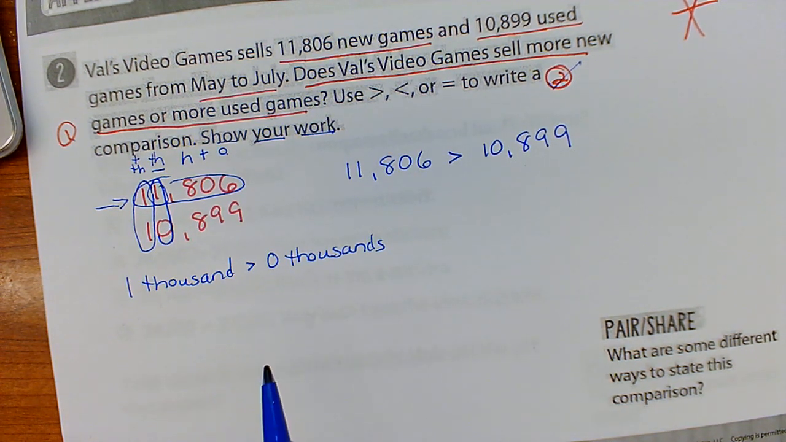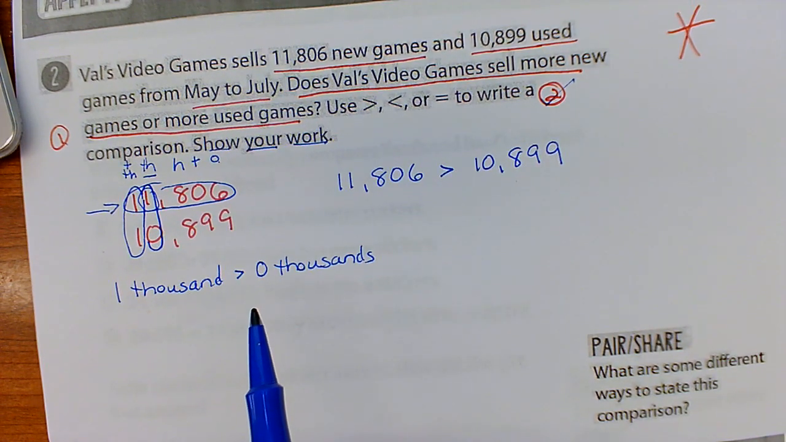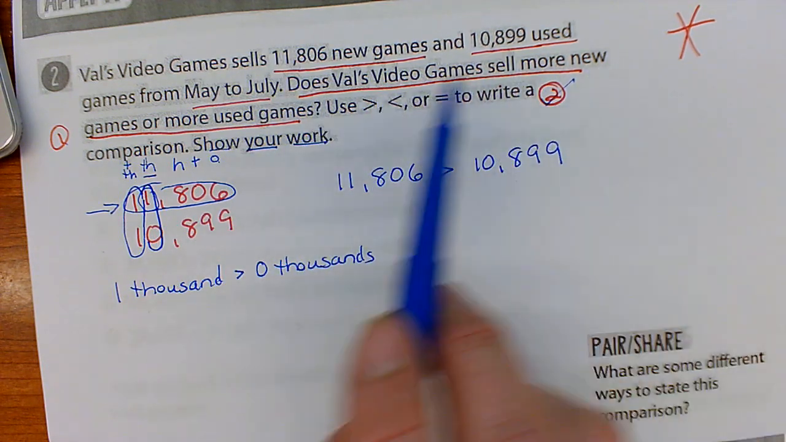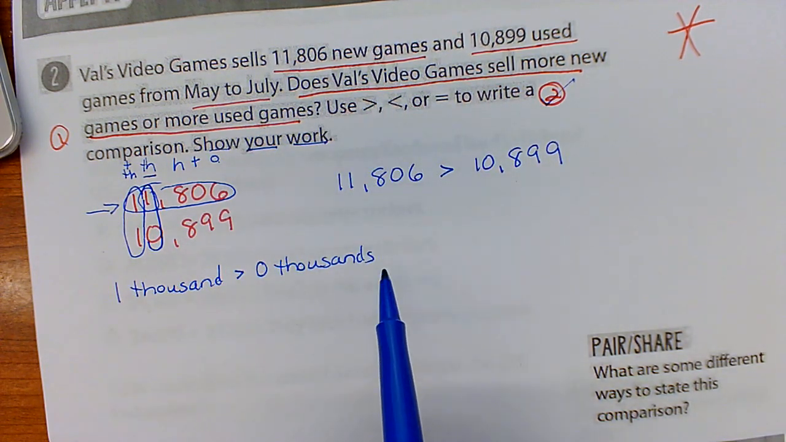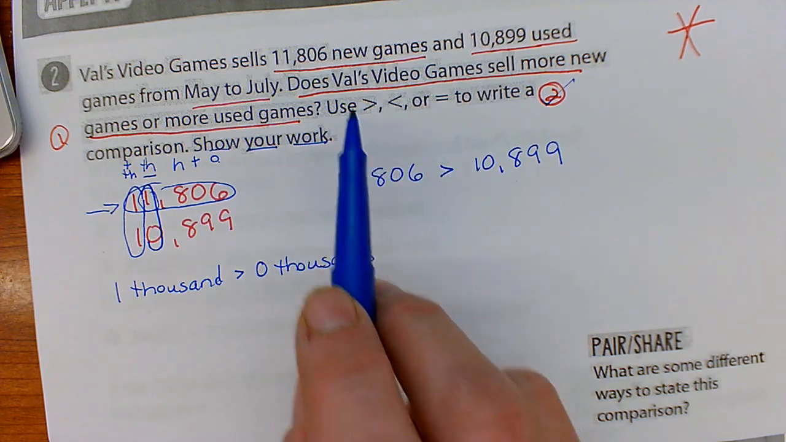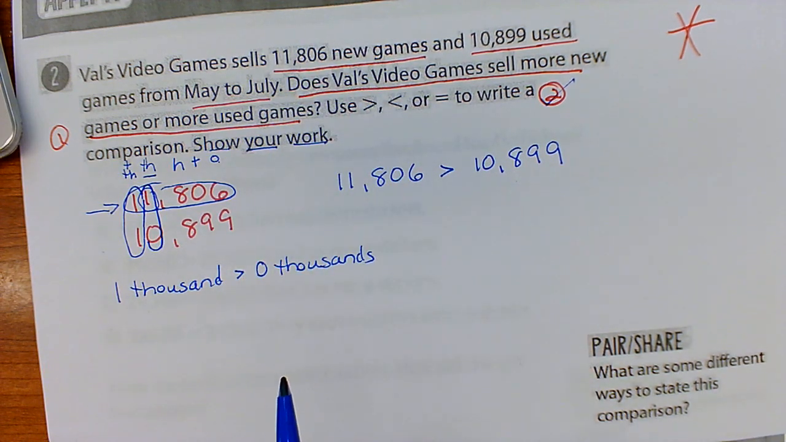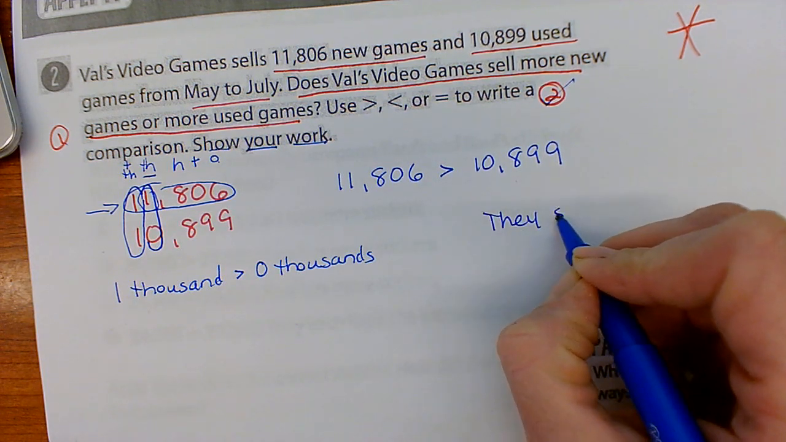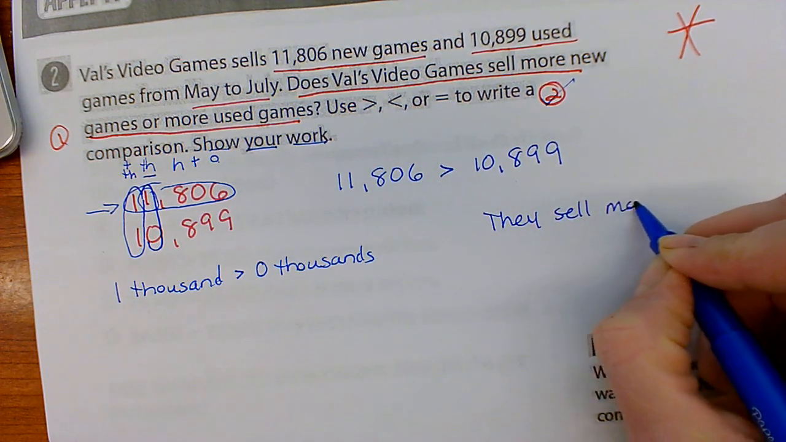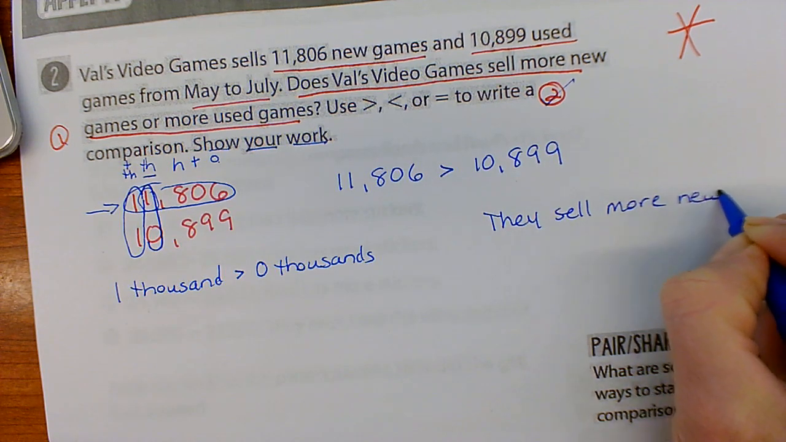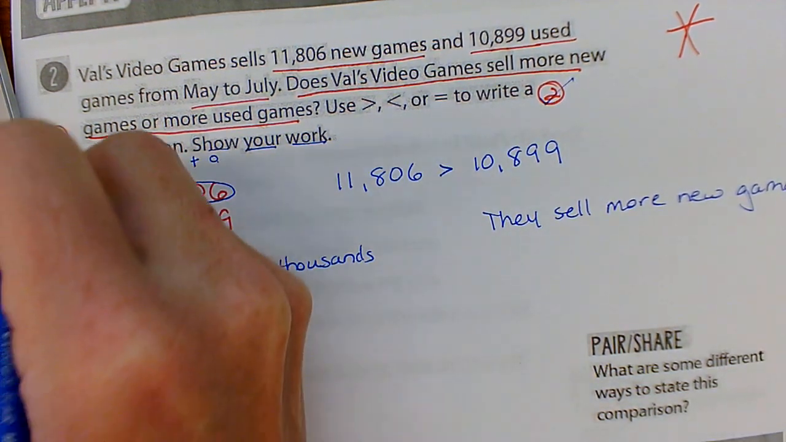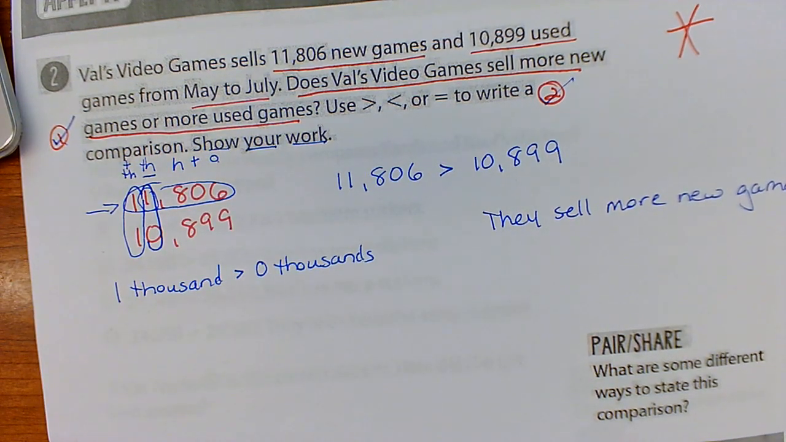So if I wanted to take a look at this now, I have to say, which does Val's Video Game sell more, new games or more used games? And what I know is that this 11,806, that's the new games. So I'm going to write, they sell more new games. Make sure you answer the question. So now I've answered both of the questions.